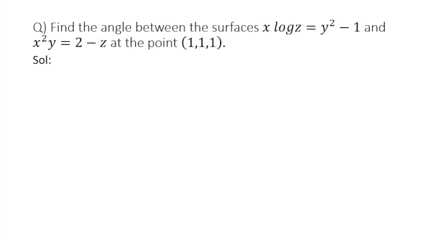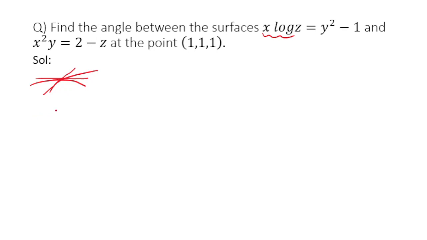So the next problem is: find the angle between the surfaces x log z is equal to y square minus 1 and x square y is equal to 2 minus z at point 1 comma 1 comma 1. Now you need to understand how you find the angle between two surfaces. If I have to find the angle between two surfaces, I can find the angle between the tangent planes to the surfaces, and that will be equal to the angle between the normals to the surfaces.